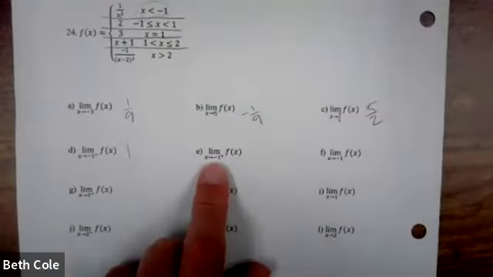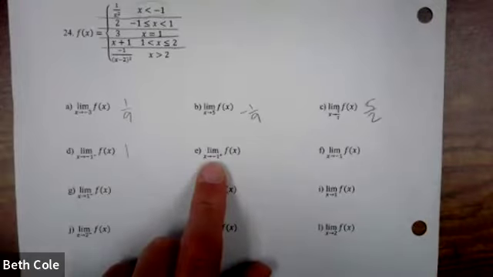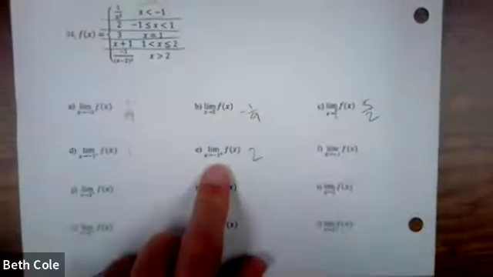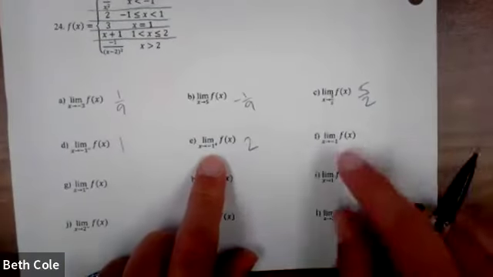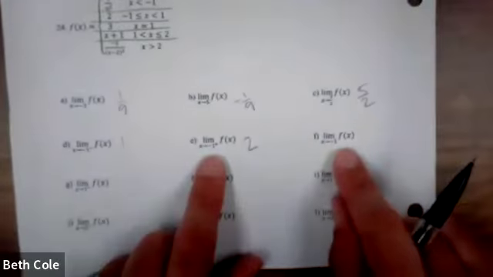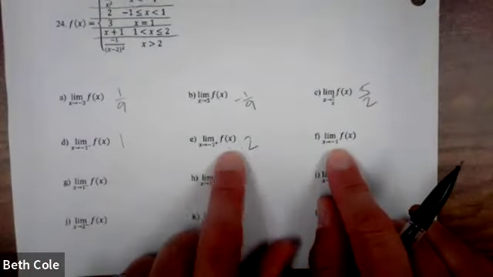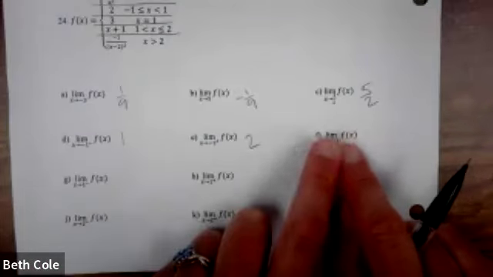All right, -1 from the right. You want the piece of the function that involves numbers to the right of -1. Yeah, it's the second one, which is just literally the number 2. It's constant. Now, you don't even need to look at this anymore for the third part. If the left goes to 1 and the right goes to 2, what is the overall?